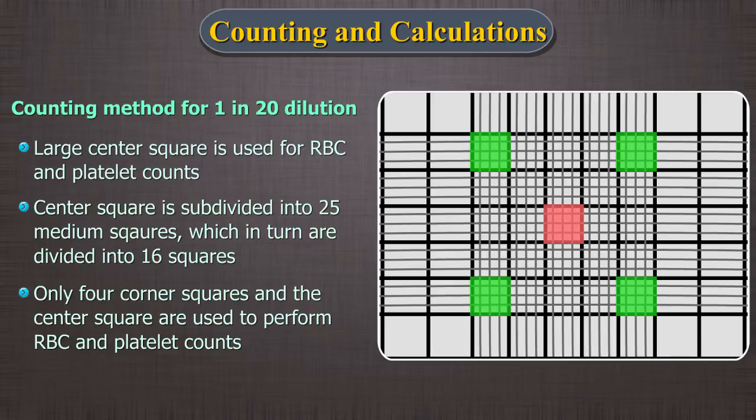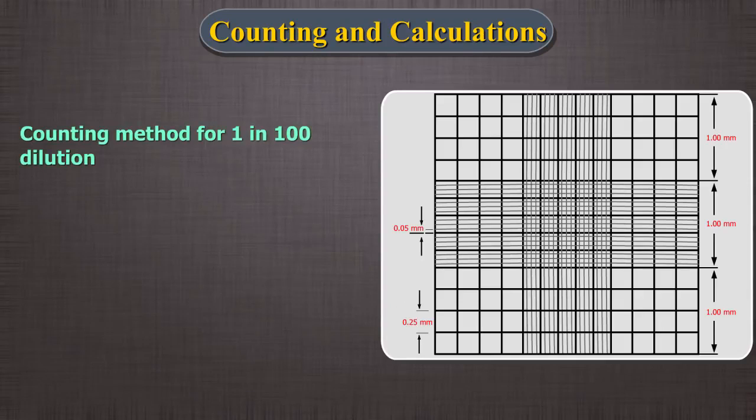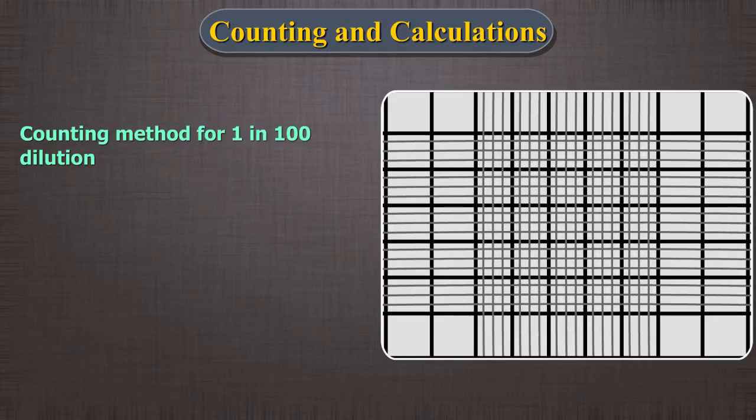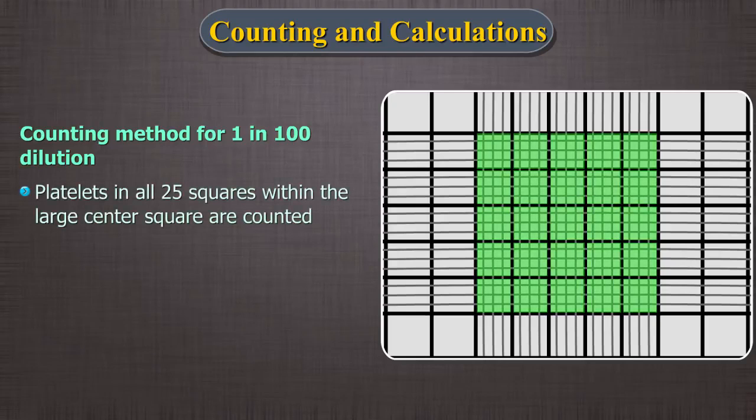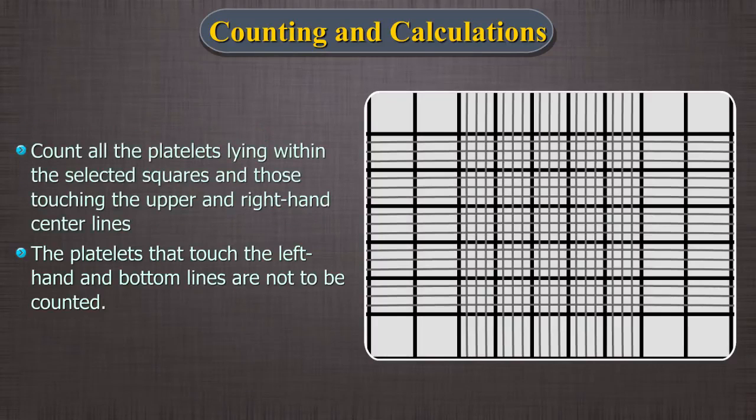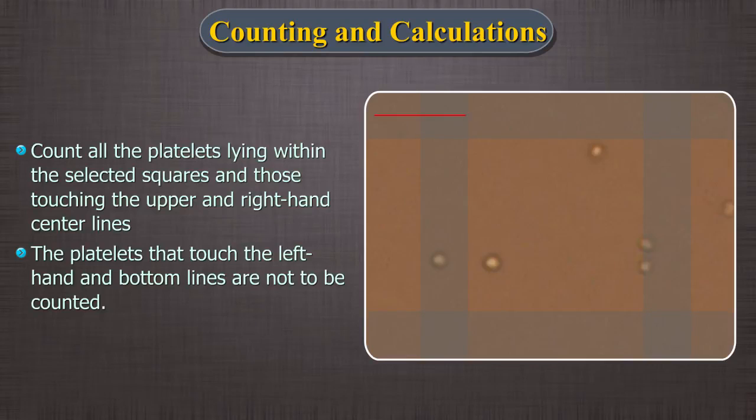counts. B. If using 1:100 dilution, use the entire large center square to count the platelets. Platelets in all 25 squares within the large center square are counted. C. Count all the platelets lying within the selected squares and those touching the upper and right-hand center lines. The platelets that touch the left-hand and the bottom lines are not to be counted.